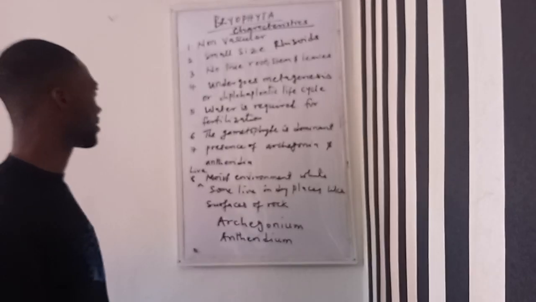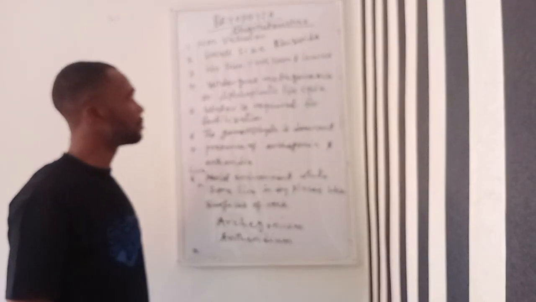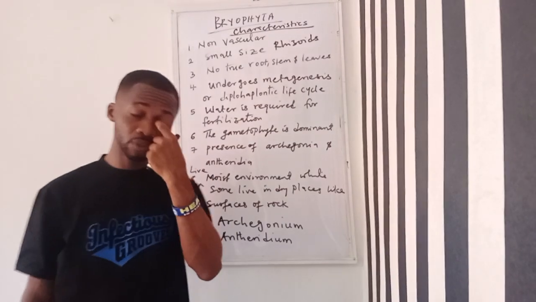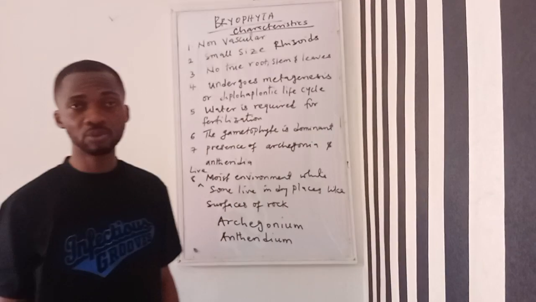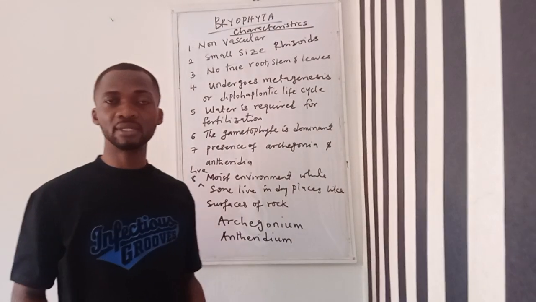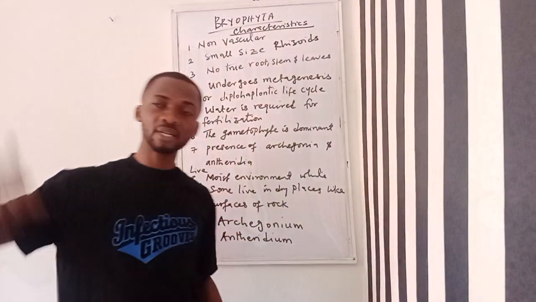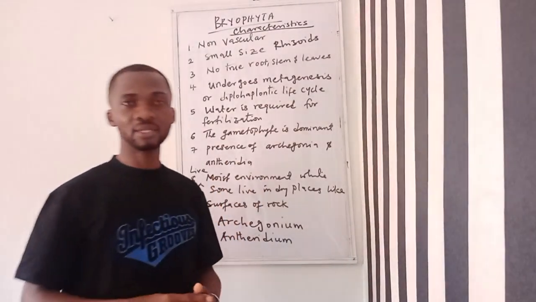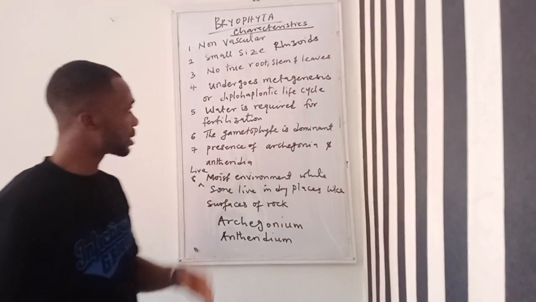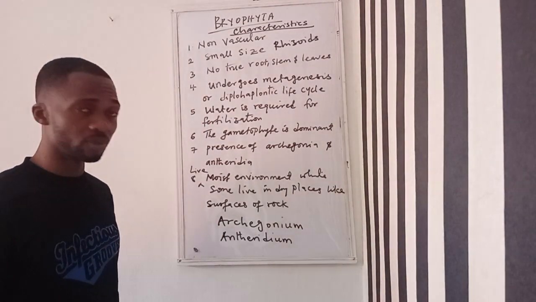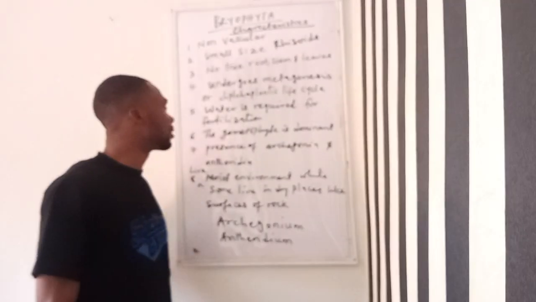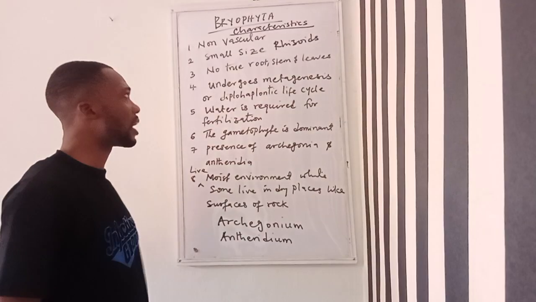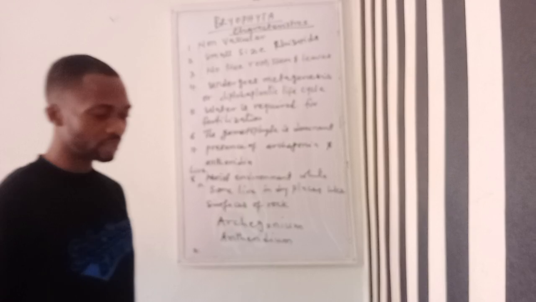Then the fourth one is the fact that they undergo metagenesis. Metagenesis is alternation of generation. Alternation of generation is what we call metagenesis, and they usually alternate between the gametophyte and the sporophyte. We'll still look at that when we get to reproduction in Bryophyta. And this metagenesis can also be called diplohaplontic life cycle.